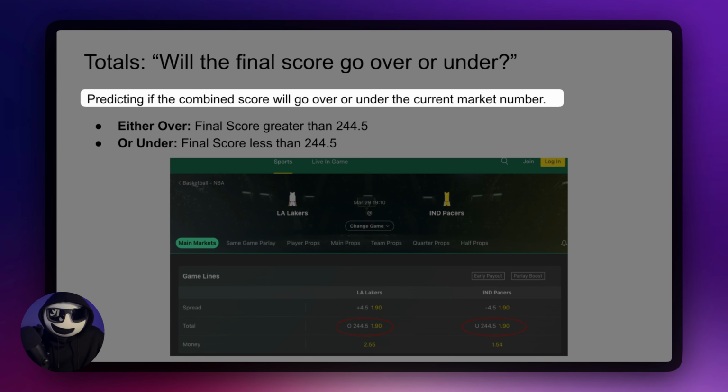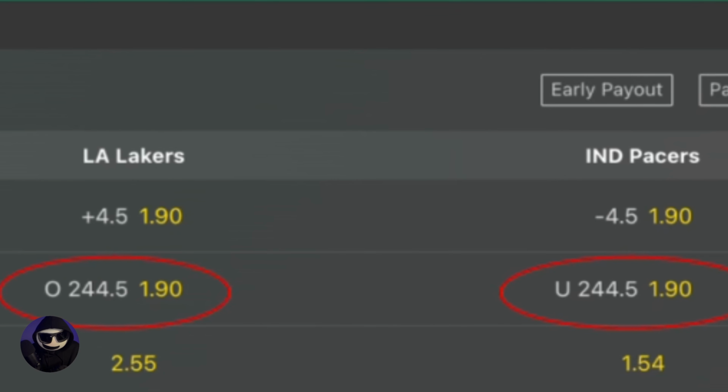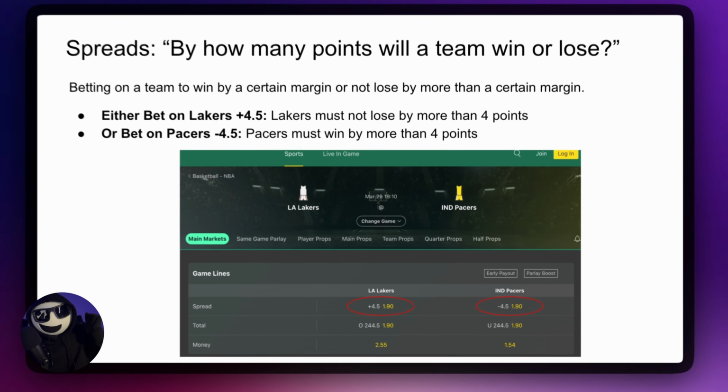So with totals, you simply bet if the combined score in a game goes higher or lower than the number set by the sportsbooks. So here the books set the line at 244.5. So if the game ends at 245 or higher, then the game went over. But if the game ends 244 or lower, then the game went under the total. Now let's talk about point spreads.